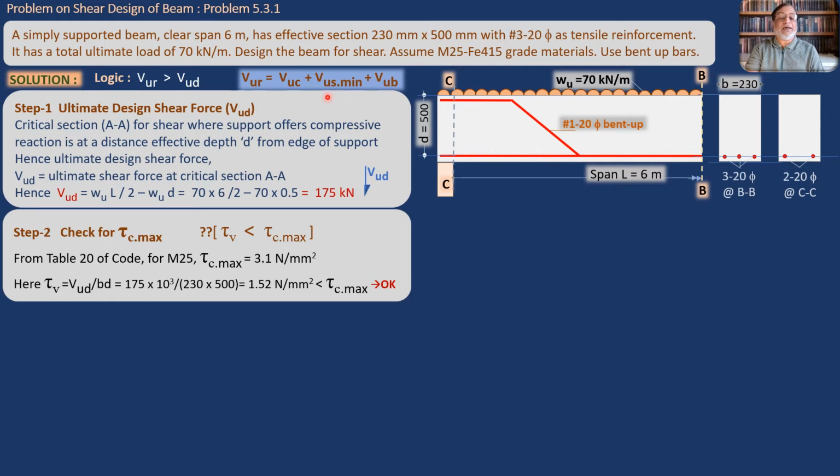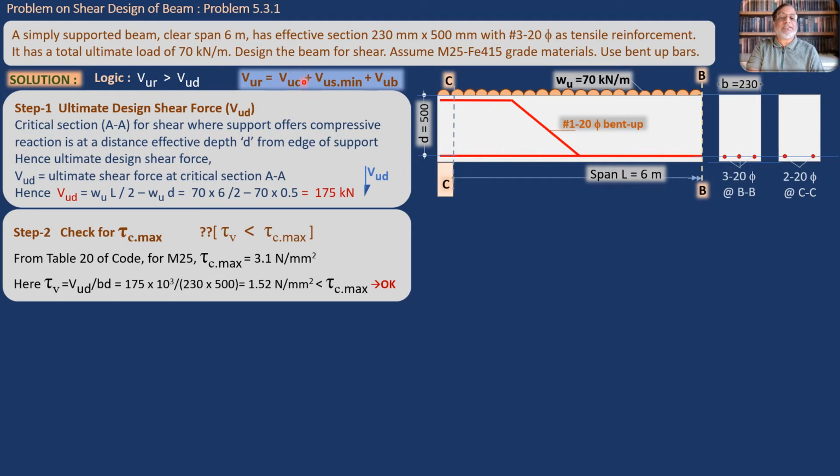Here we see the expression, the mathematical relation, which gives us the split up of the VUR or the shear resistance to be developed through design. We are going to develop the shear resistance through 3 sources. First source is concrete itself. Second source is minimum shear stirrups, and the third source is bent up bars. So we are going to collect this shear resistance VUR from 3 sources, and we will go one by one.